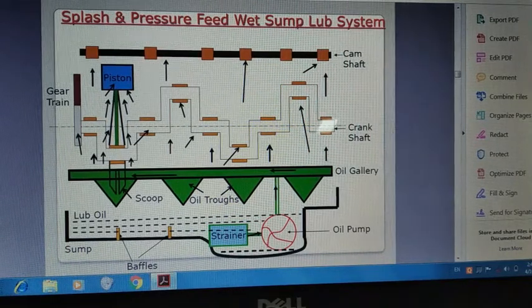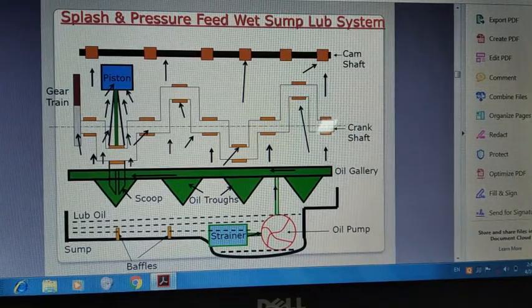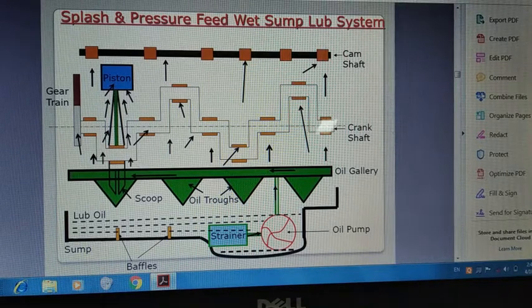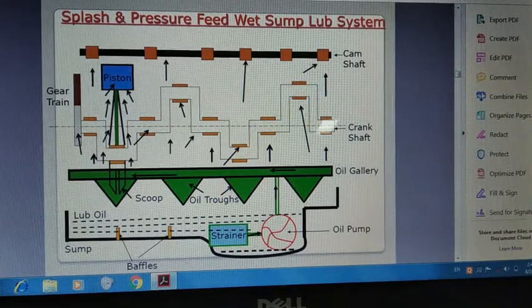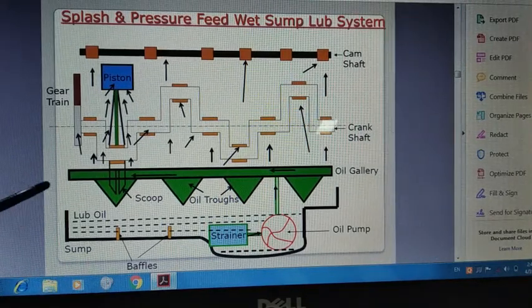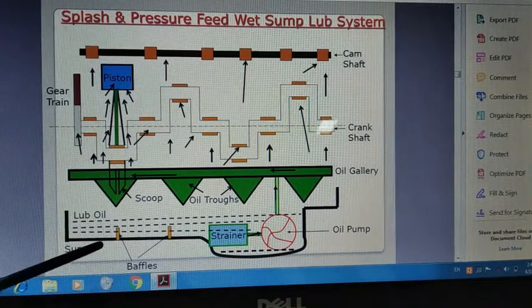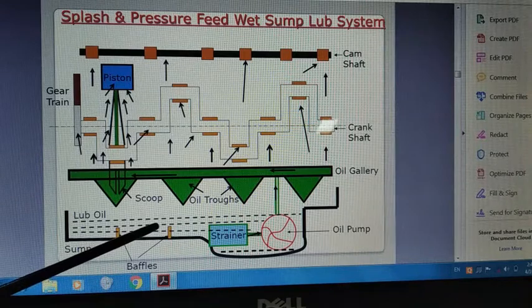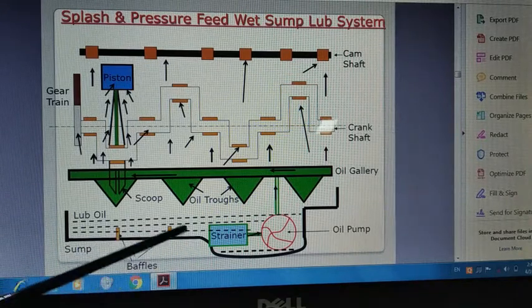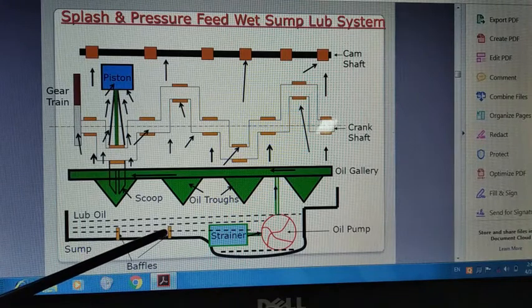So the first system is the splash and pressure feed wet sump lubrication system. Let us see the different components of the system and try to understand how lubrication will be done for different components of the engine. So the components are, this one is the sump at the bottom. The function of the sump is to store the lubricating oil required for lubrication of the components. So it's a kind of storage tank, we can call it.